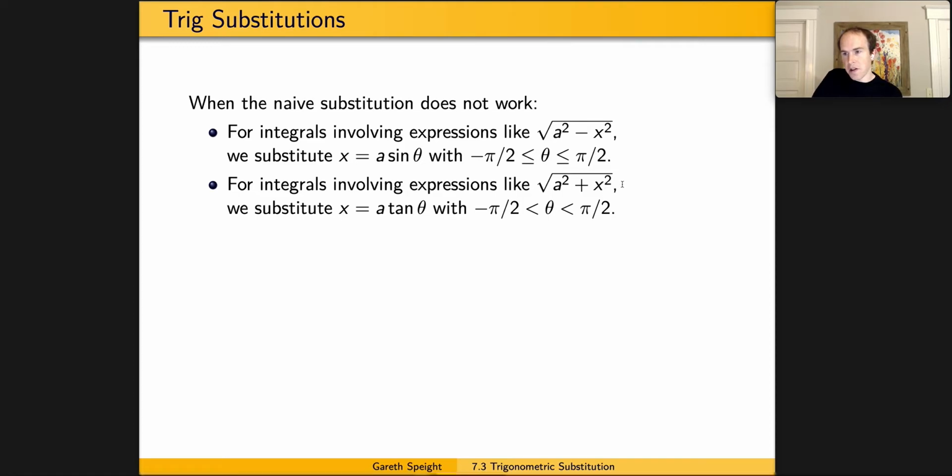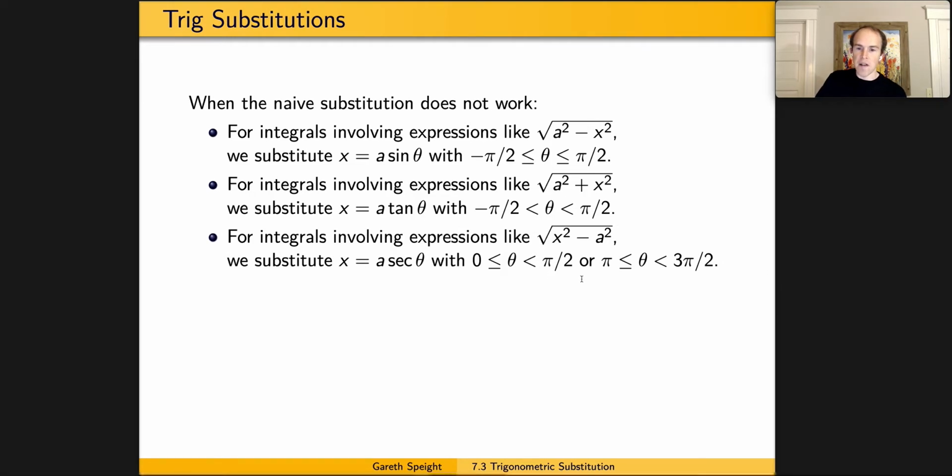Okay, and then moving on, another type where we might use trig functions is if we have the square root of a squared plus x squared. What identity would be useful? If we remember sine squared plus cosine squared equals 1, divide both sides by cosine squared, we get 1 plus tan squared equals secant squared. So for things like this, we should use x equals a tangent theta. And then once we simplify the square root, it's going to give us things in terms of secant of theta.